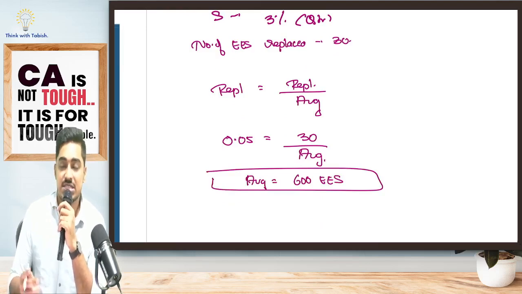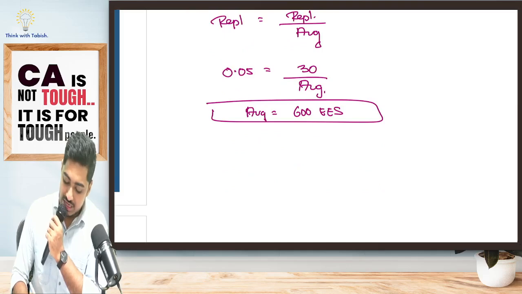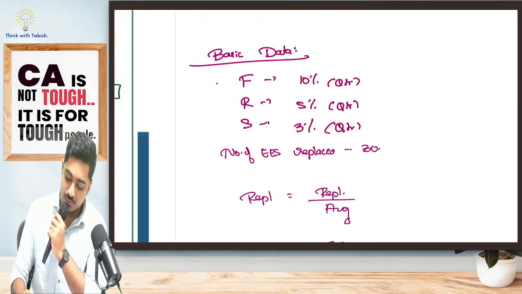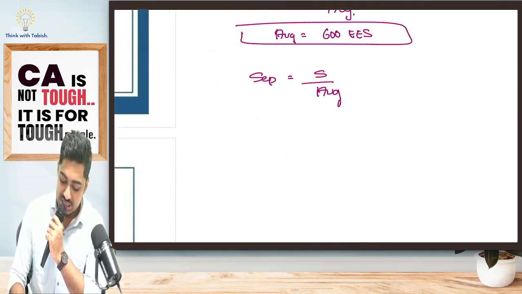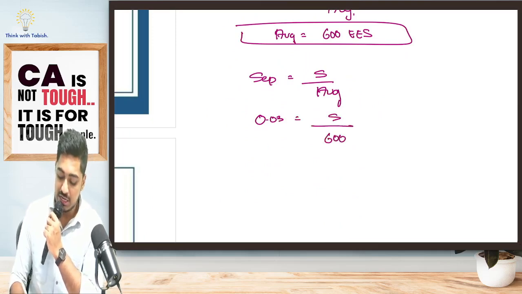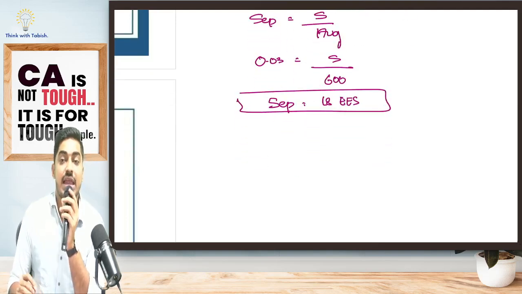Once I've got this, same as the one that we have solved previously. Based on that, separation method is number of separations divided by average number of employees. Tell me, separation, how much percent? 3 percent, that is 0.03, equals separation divided by average, which is 600. So tell me, 600 into 3 percent is how much? 18 employees. Yes or no, everyone? Perfect.